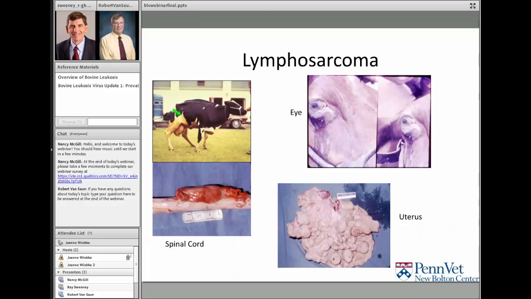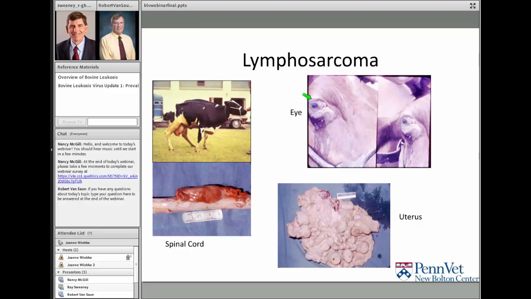A third site that we commonly see tumors is in the spinal cord. And when the tumor puts pressure on the spinal cord, it causes paralysis, usually of the hind legs. So you'll see the cow will get progressively weaker and ultimately fully paralyzed in the hind legs and unable to stand. And this is a specimen from an autopsy on this cow that shows this tumor mass that was in the spinal canal putting pressure here on the spinal cord.